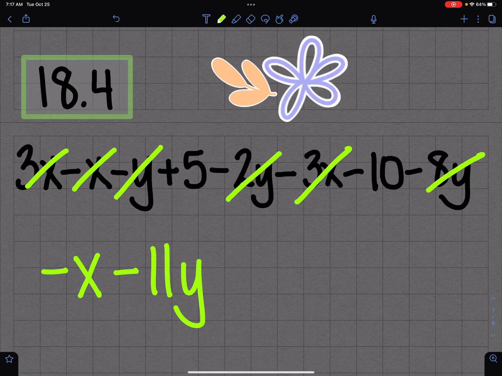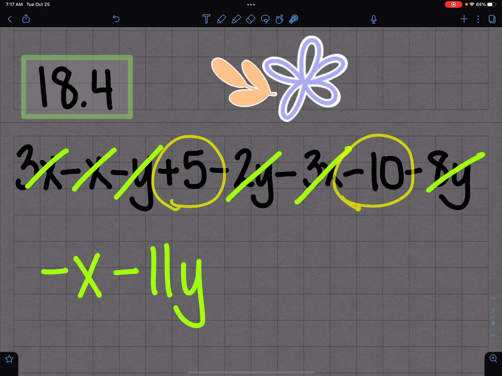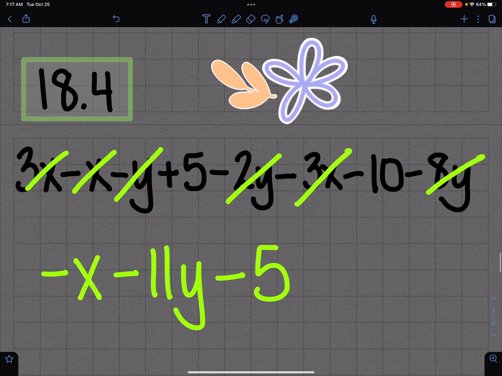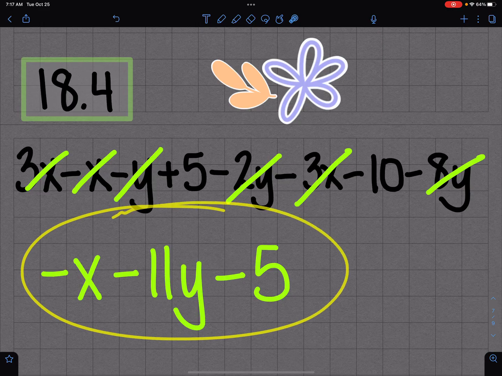Easy. All right, what do we have left? We've got this 5 left, and we've got this 10. We don't want them to be lonely. Let's add them together. -10 plus 5, we end up with a -5. Easy.